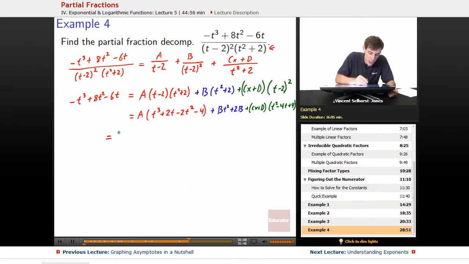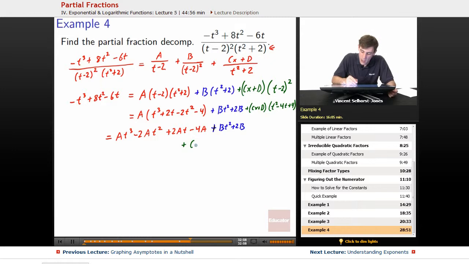So we've got at cubed plus, sorry, minus 2a t squared plus 2at minus 4a, whoops, try to switch colors there, plus bt squared plus 2b, break onto a new line now so we can see what's going on. Cx times t squared will become c, whoops, made a mistake right from the beginning.